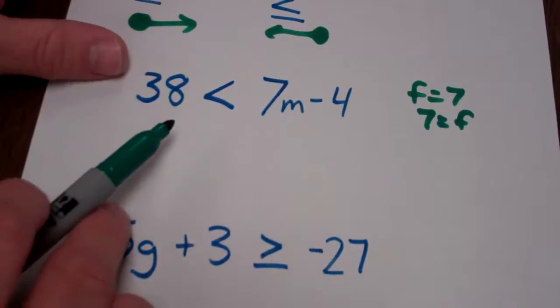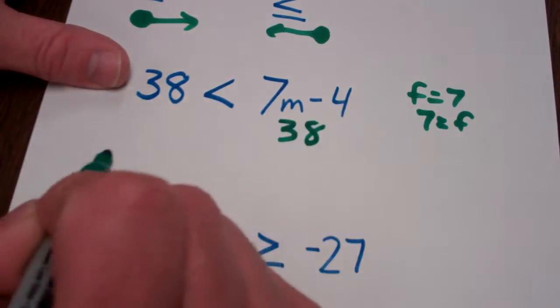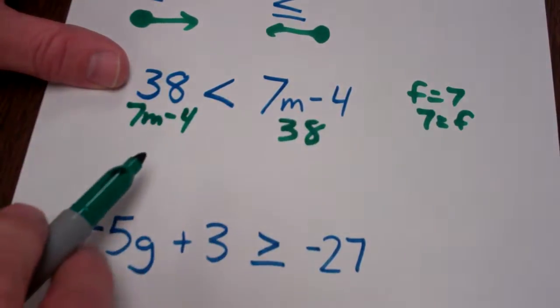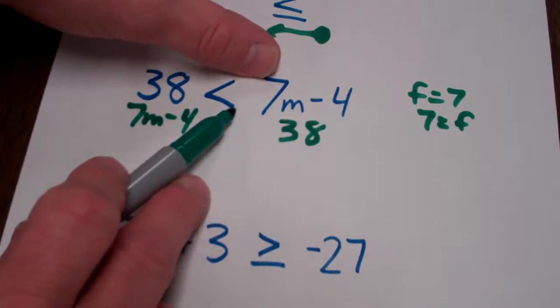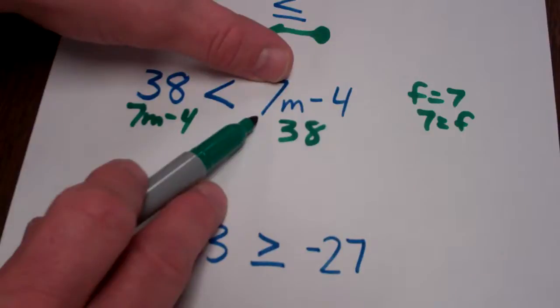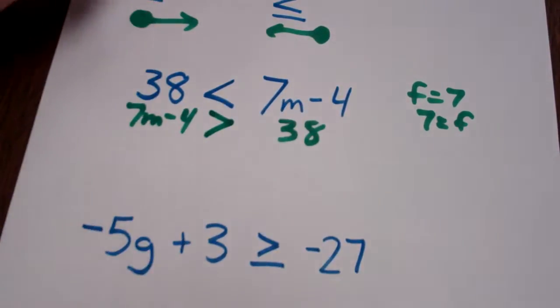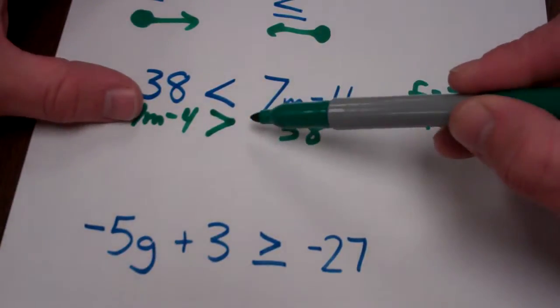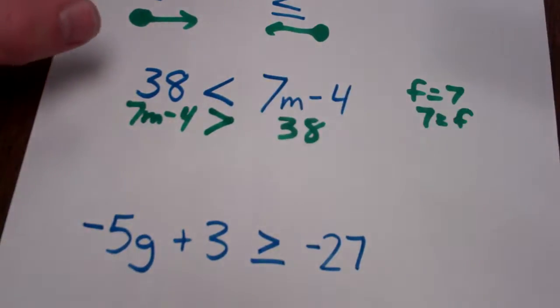But in an inequality, if I flip this, which I'm going to do just to show you, flip the 38 to the right and the 7m minus 4 to the left. Remember, this thing needs to eat the bigger thing. You learned that in grade school. I kind of wish you wouldn't have, but you did. That means this thing was the bigger thing. It still has to be the bigger thing. So guess what? If you flip an inequality left to right, you have to flip the sign as well. So no longer is it a less than, it's a greater than.